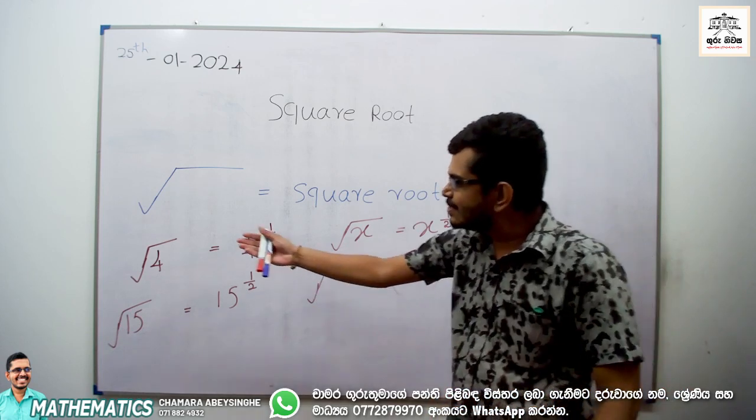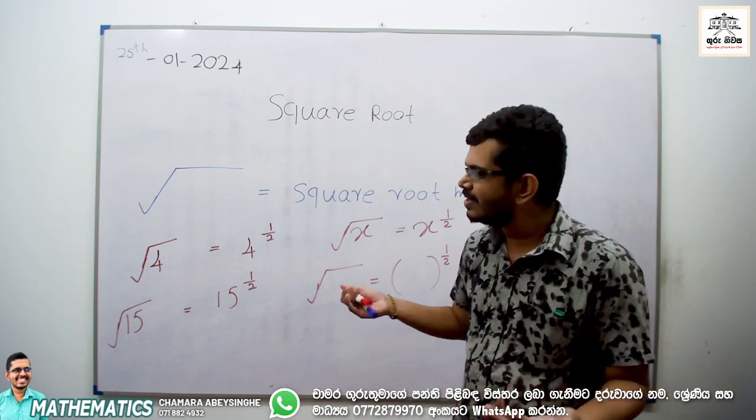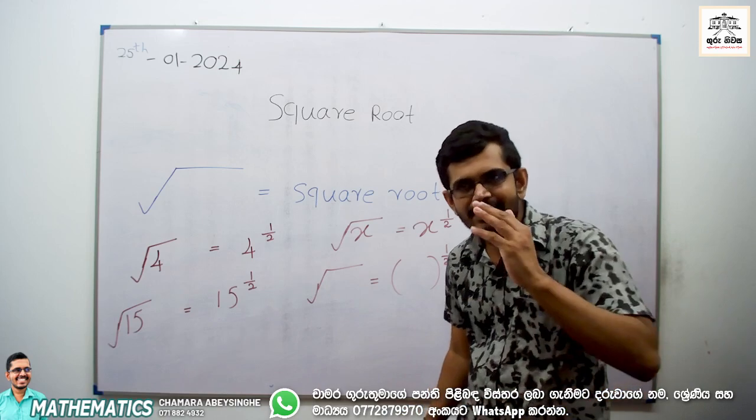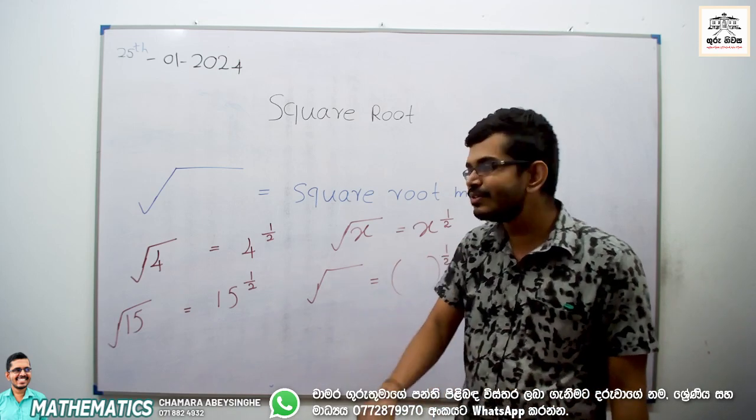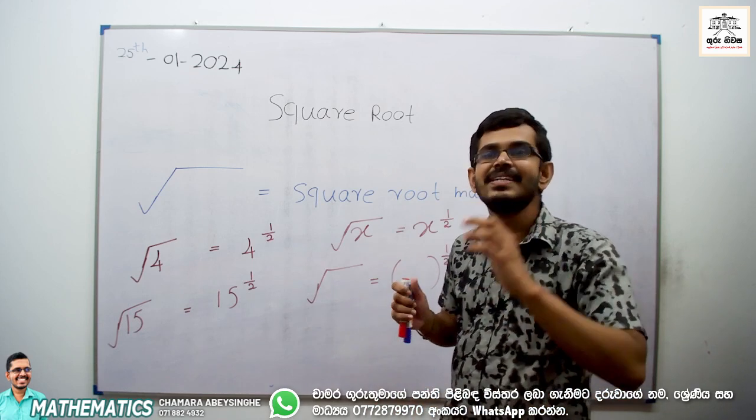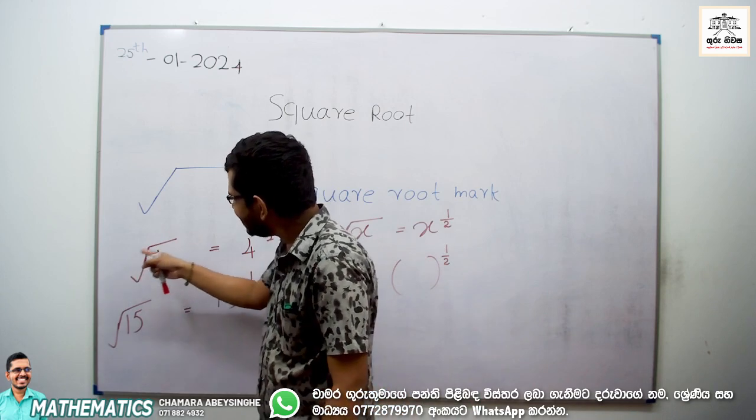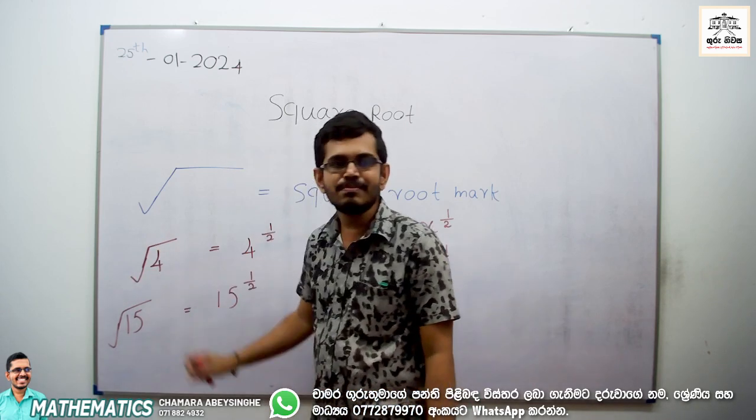Now square root 4, I take the first example. Square root 4, student, we can represent in index notation as 4 to the power half. This index half we can represent with the square root mark.